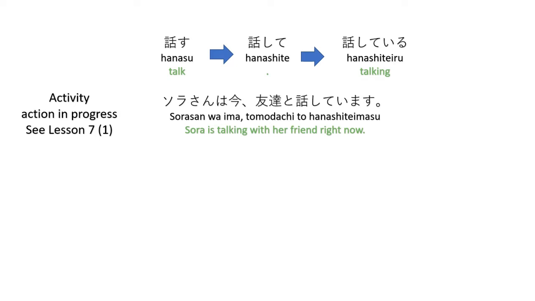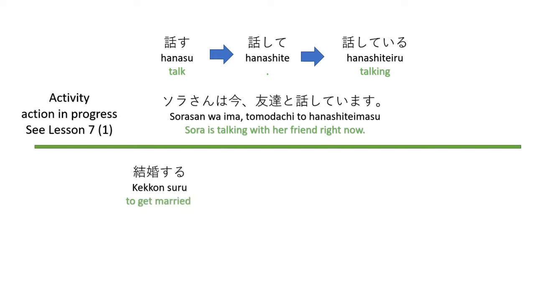Talking, a present progressive. So here we learned in lesson 7 the action in progress using the te form. So this is the verb ing in English. So you can see it in the 7th lesson.